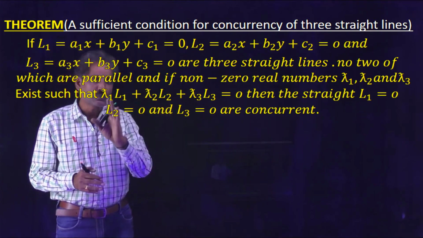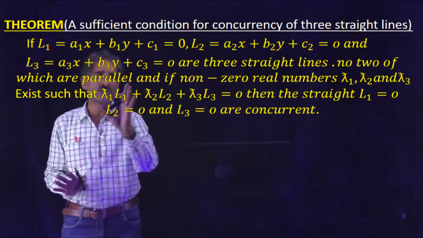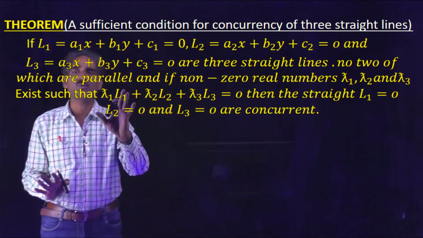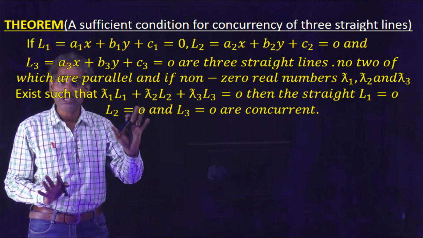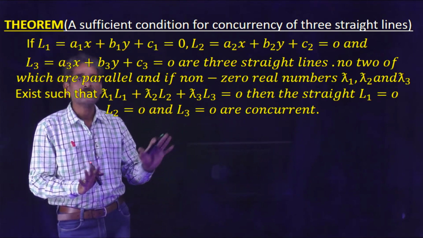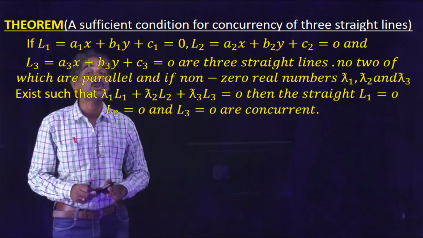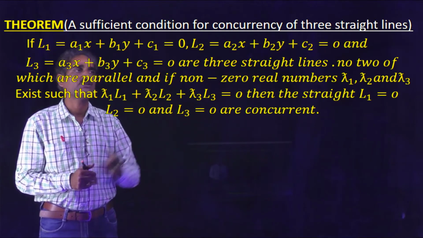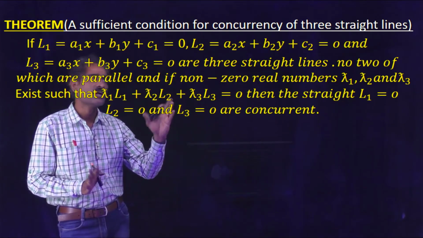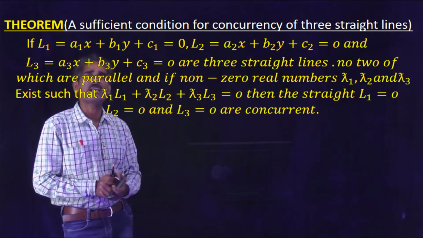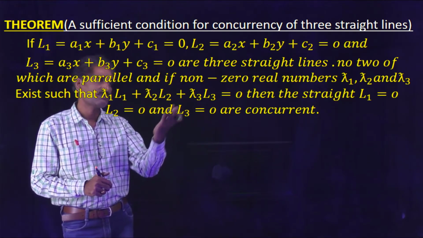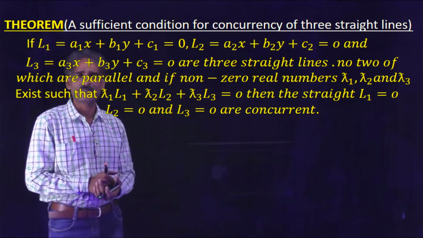Okay. Suppose L1, L2, L3 are any 3 lines, no two are parallel. If there exist lambda 1, lambda 2, lambda 3 non-zero real numbers such that lambda 1 L1 plus lambda 2 L2 plus lambda 3 L3 equals 0, then clearly L1, L2, L3 are concurrent lines. Just see this one. Lambda 1, lambda 2, lambda 3 are non-zero real numbers. Those are 3 lines, no two are parallel, so they must be intersecting. If this type of condition is satisfied, we can say that the 3 lines are concurrent.